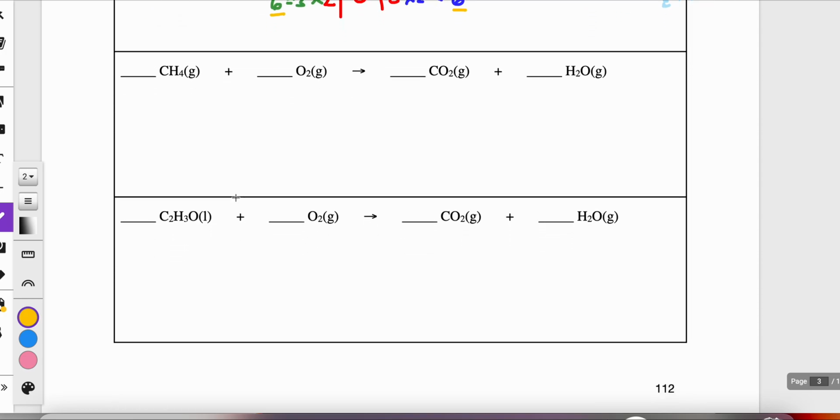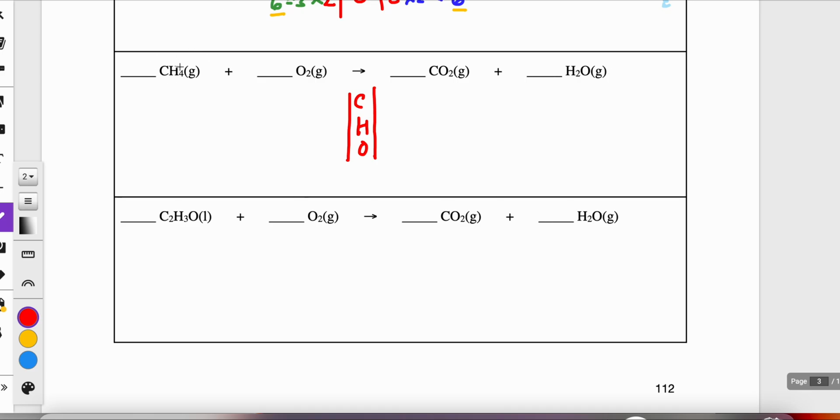Okay, so let's take a look at this next example. Okay, so this one will let me show you another idea or things to watch out for. So first thing, list the elements that are present on the left. I see that there's carbon, hydrogen, and oxygen. And when I look at the right-hand side, I see carbon, hydrogen, and oxygen.